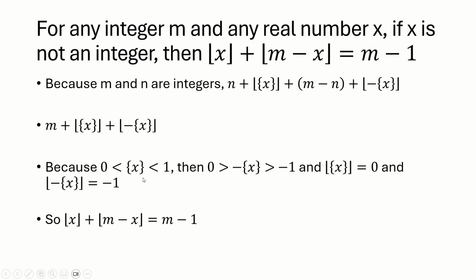Now if I multiply this by a negative, the inequality flips, and we have 0 greater than negative the fractional part of x, greater than negative 1. And so think of that as like negative 0.1. And when I take the floor of that, that's just negative 1.